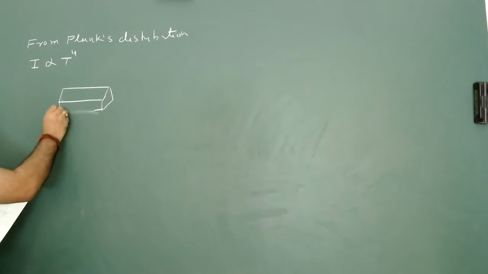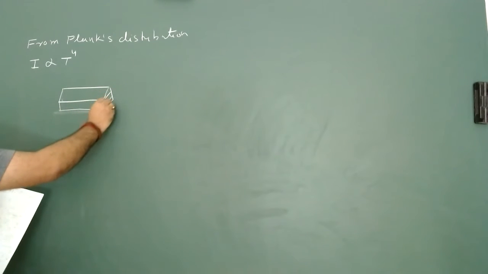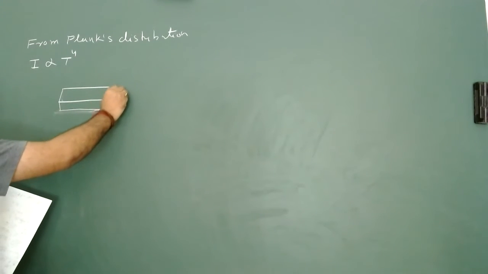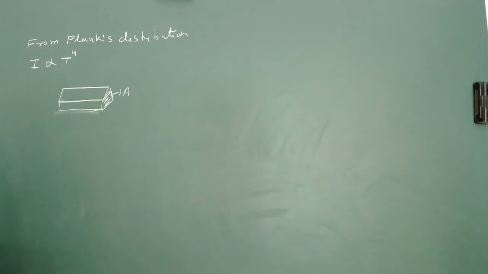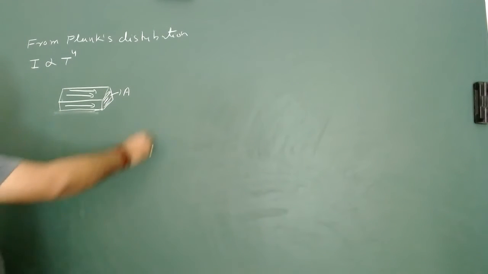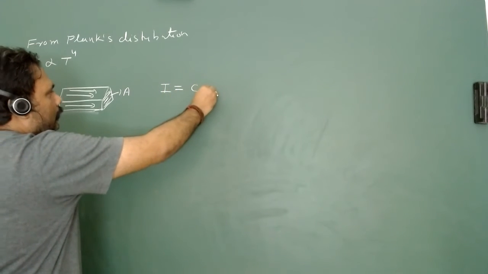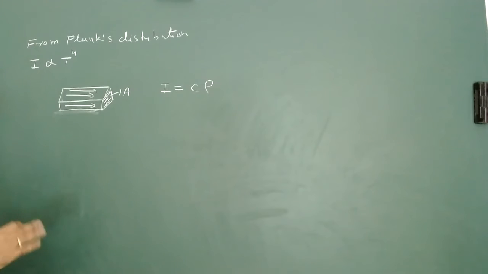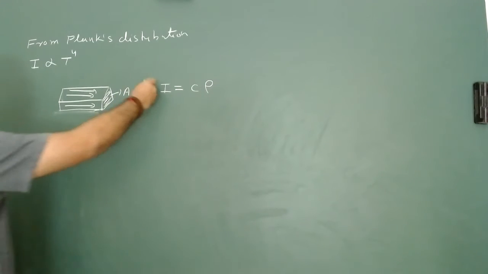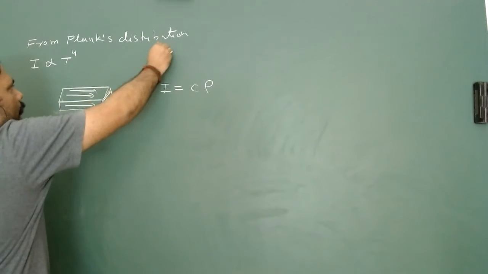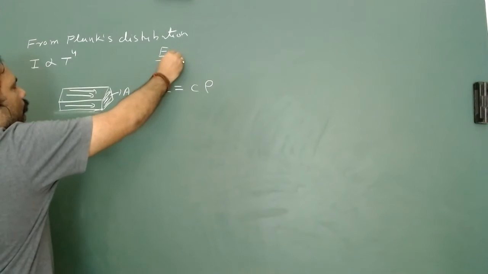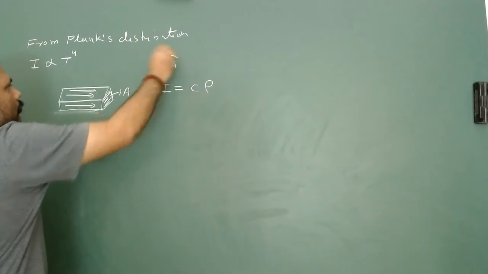Or you can just, this is just a straight line. So this is the area A. And if the radiation is coming unidirectionally, just perpendicular to this particular plane, then what can we get? We can get intensity equal to C into rho. The concept is that intensity is nothing but energy per unit time per unit area.